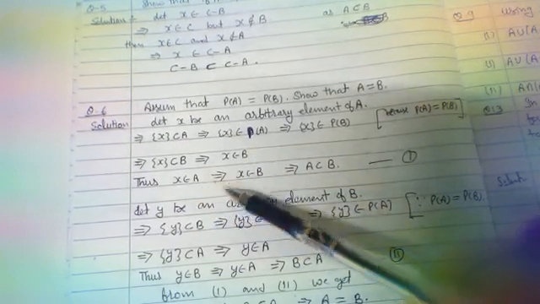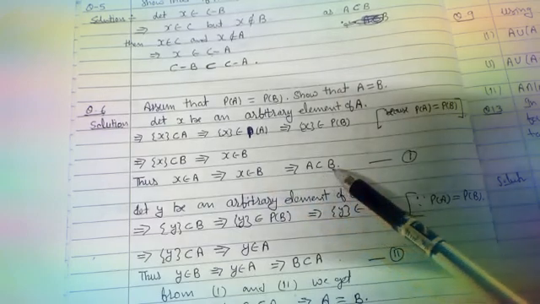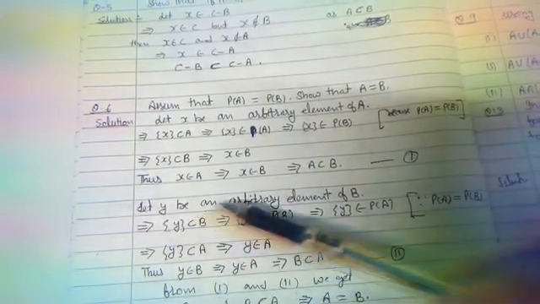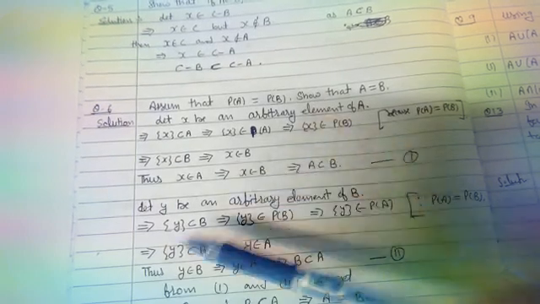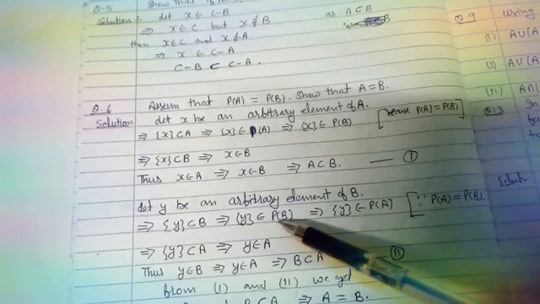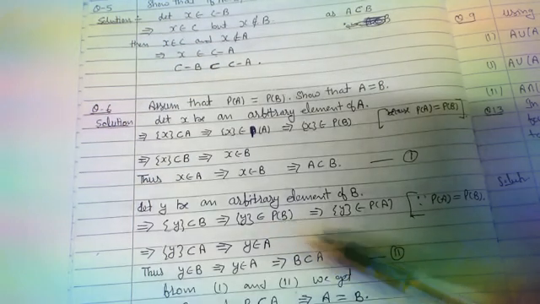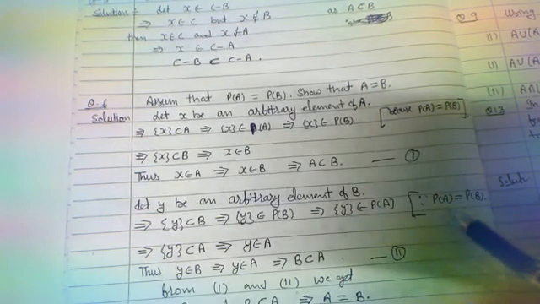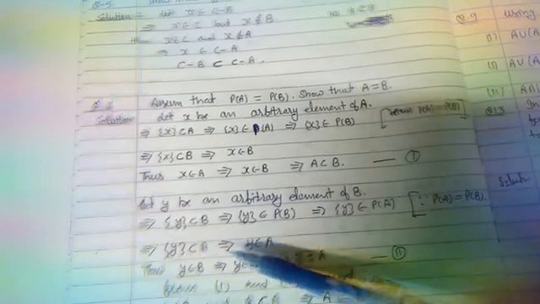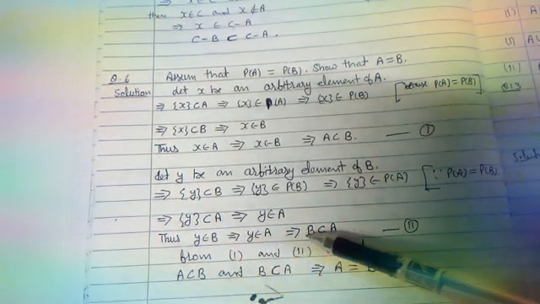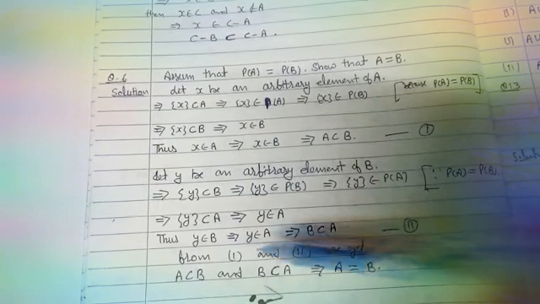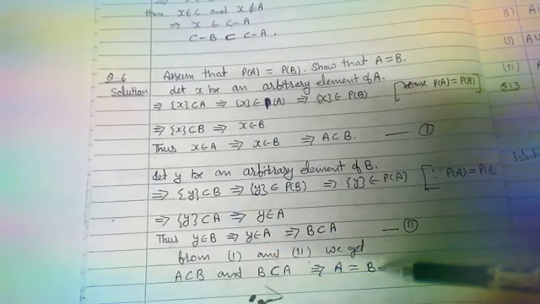So thus X belongs to A and X belongs to B. So A is a subset of B. And similarly we can take here, let Y be any arbitrary element of B, and here the set Y is a subset of B, then Y belongs to the power set of B. Then Y belongs to the power set of A, because the reason is the power set of A is equal to the power set of B. Then from here Y is also a subset of A, and the element Y belongs to A. So from here Y belongs to B, Y belongs to A. This implies B is a subset of A. So from here we can see that A is a subset of B and B is a subset of A. So it means A is equal to B, and hence it is proved.